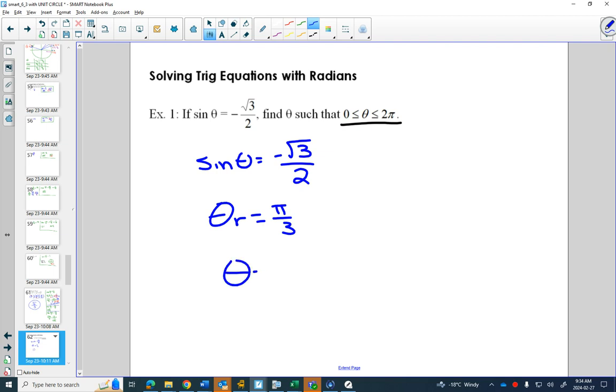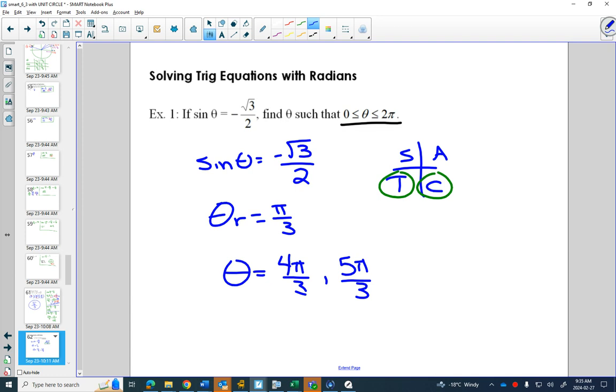But then actually solving for theta, sine of theta is negative. According to our CAST rule, that means you're going to be looking in quadrants 3 and 4, because sine is negative in quadrant 3 and 4. What is your family member for pi over 3 in quadrant 3? 4 pi over 3. And remember the strategy for remembering family members in quadrant 3, that the numerator is one more than your denominator. Okay? And then in quadrant 4, 5 pi over 3. Because your numerator is always, if you double, minus 1. 5 pi over 3.